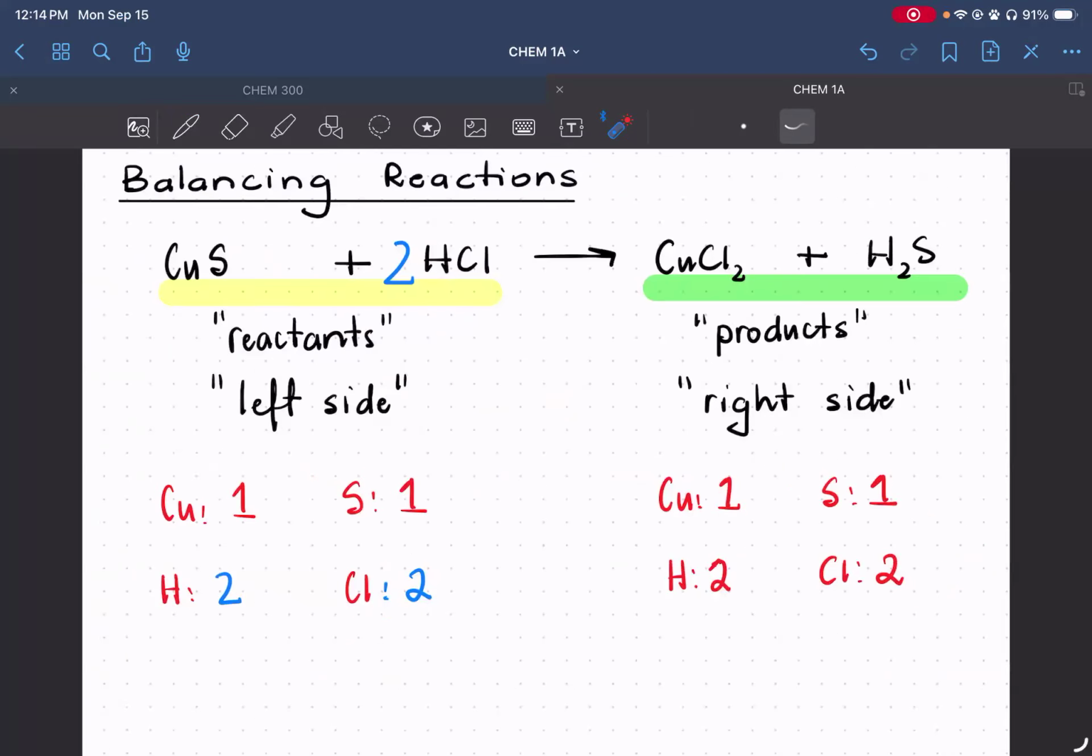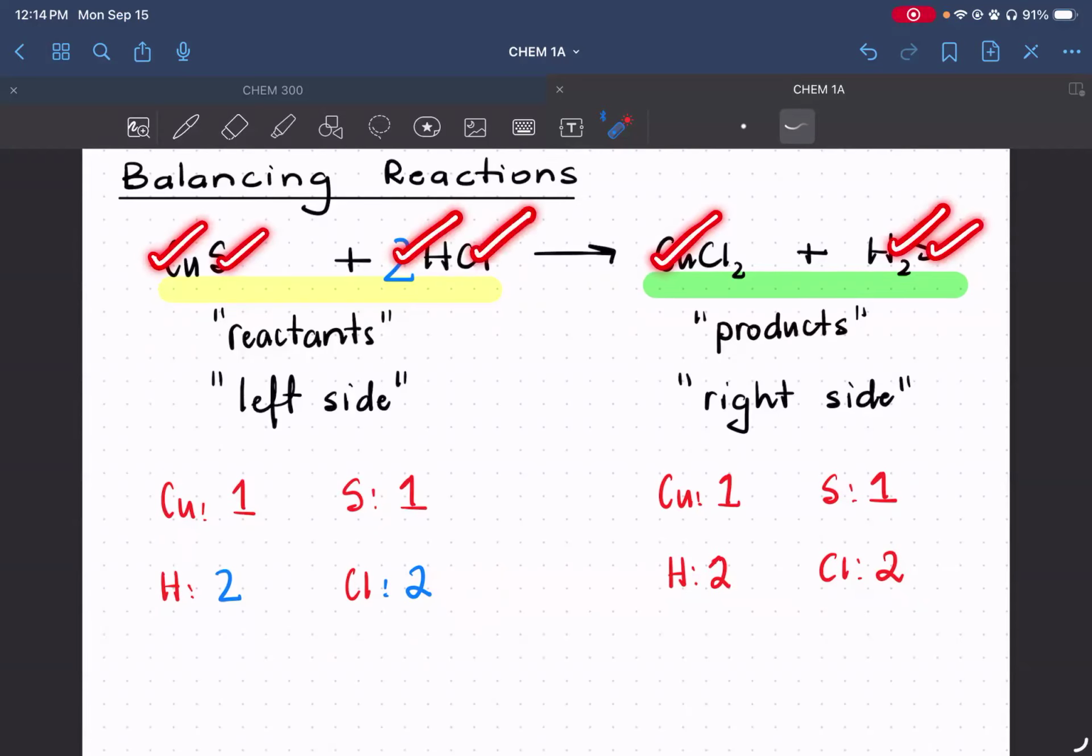So I want you to understand that very simple principle. As you attempt to balance a reaction, most likely by the time you finish, everything will be balanced for you automatically. In this case, we first balanced the hydrogen, and we serendipitously also balanced the chlorines. This reaction, now as written, is completely balanced. There is an equal amount of coppers, sulfurs, hydrogens, and chlorines.